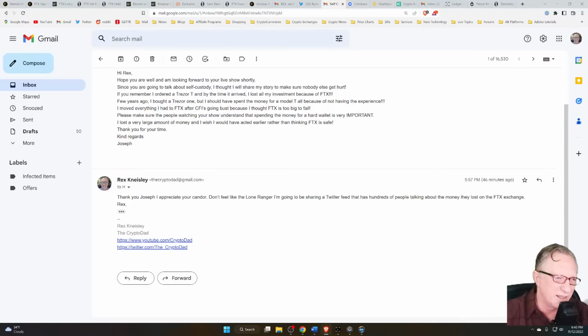because he didn't have the experience. The Trezor T is easier to use than the Trezor 1. I moved everything I had to FTX after CFI's going bust because I thought FTX was too big to fail. Please make sure the people watching your show understand that spending money for a hard wallet is very important. I lost a very large amount of money, and I wish I would have acted earlier rather than thinking that FTX is safe. Thank you for your time, Joseph.